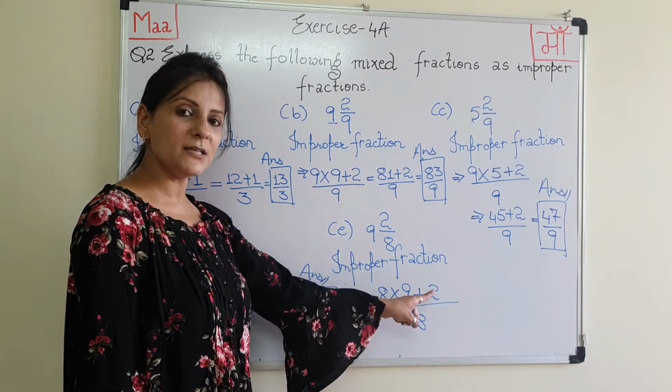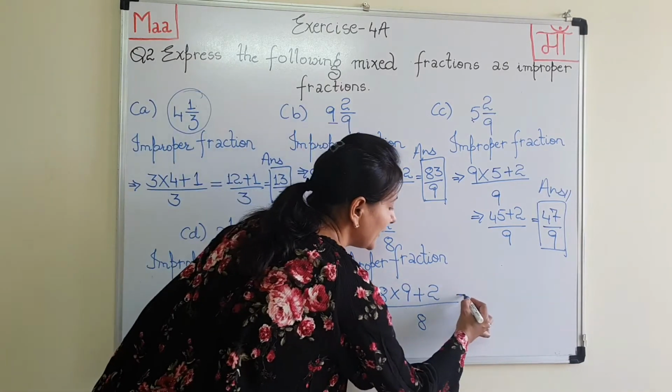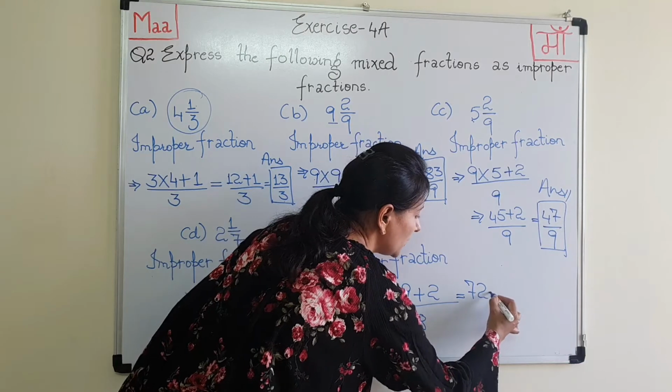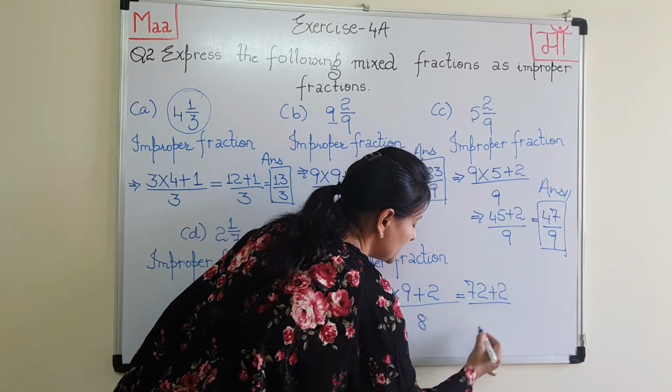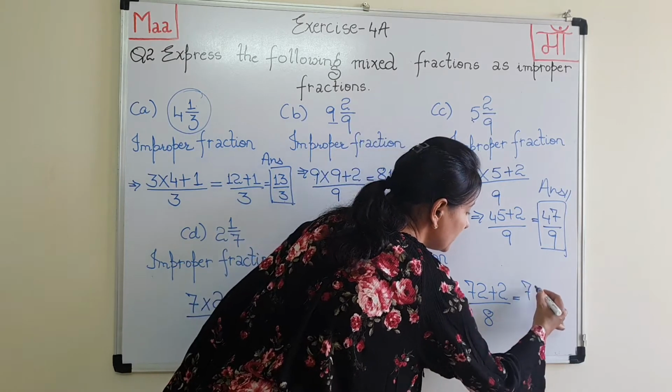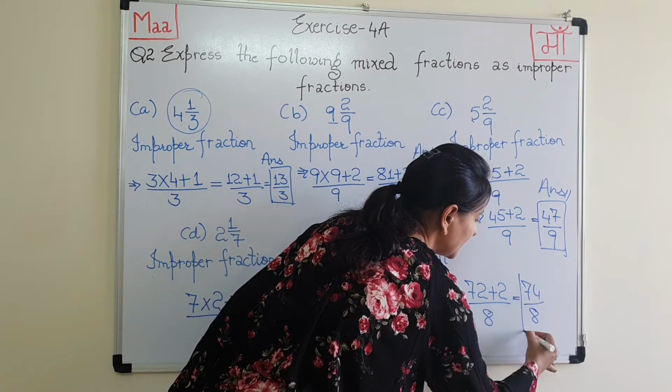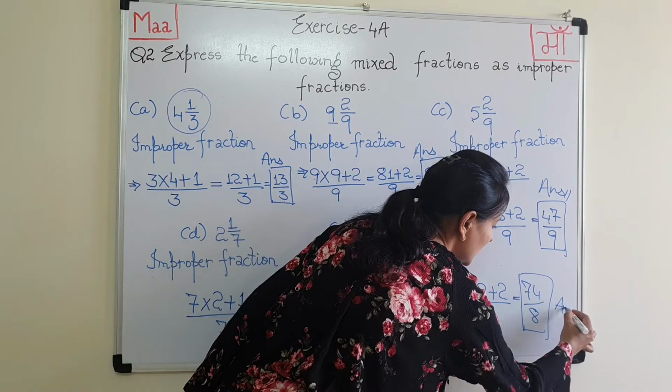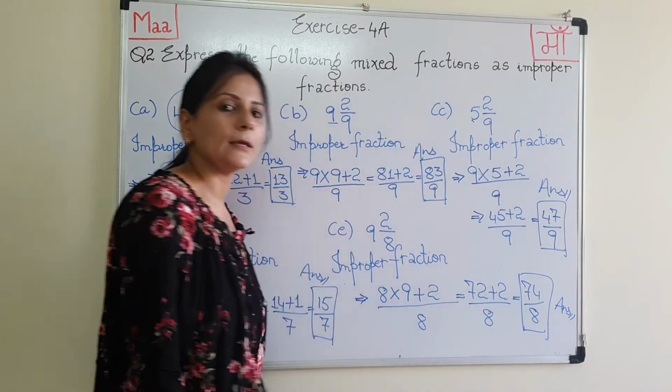So 8 into 9 plus 2. Do multiplication. 8 9s are 72 and then plus 2. The denominator will remain the same. So 72 plus 2 will give you 74 upon 8. Okay. So this is the answer of part E.